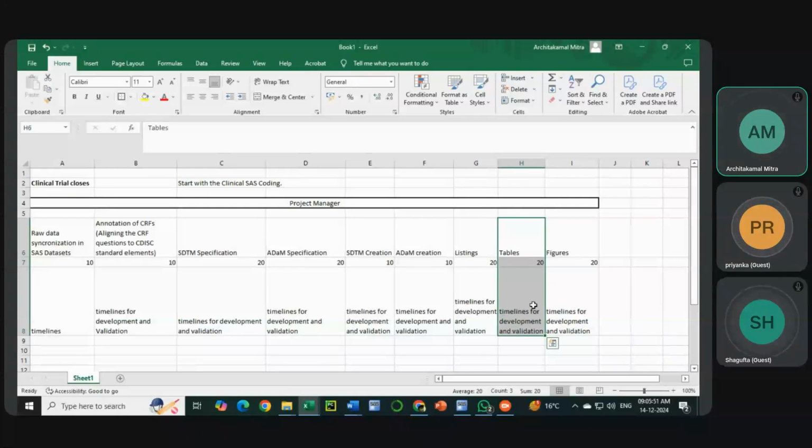Hi, Archit. I have a question. Go ahead. So the biostatisticians are the ones who tell us which procedures and statistical methods are supposed to be performed. But we have to know how to do it programmatically in SAS, right? Yes.